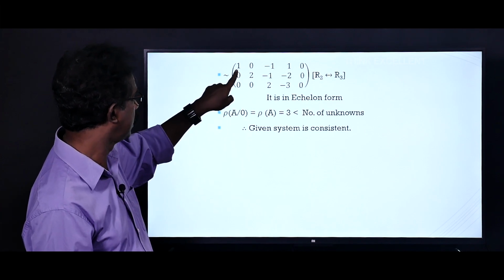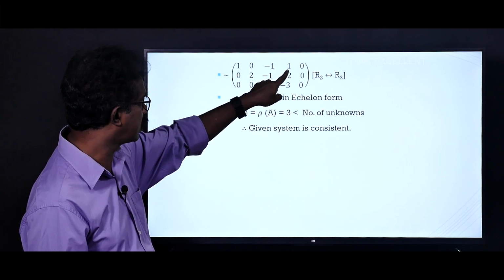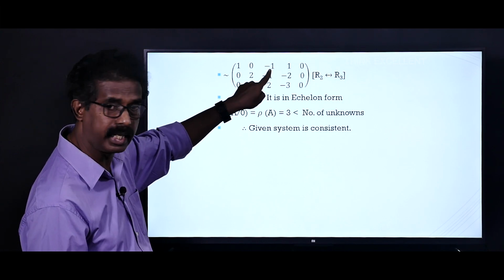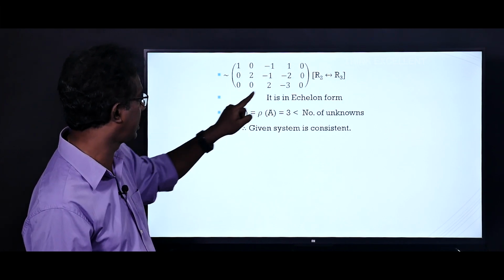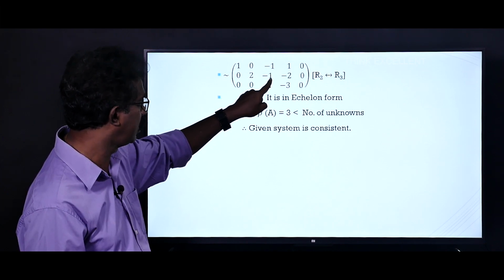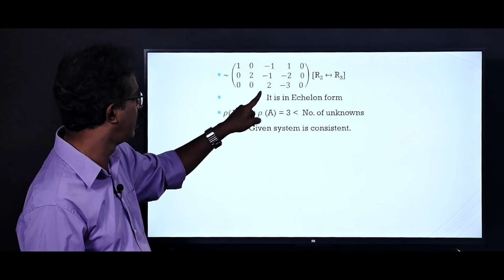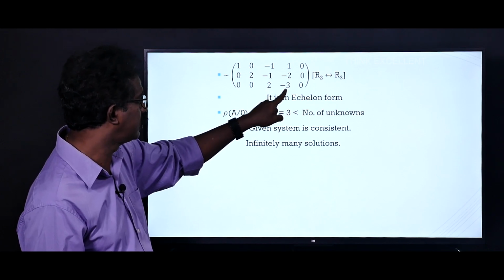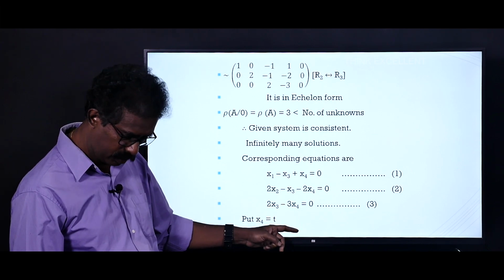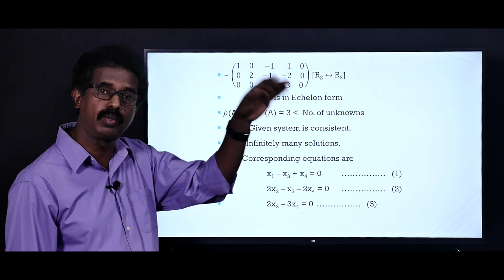What's the first one? x1, x2 is not there, minus x3 plus x4 equal to 0. So x1 minus x3 plus x4 equals 0. Second one: 0x1, leave it. 2x2 minus 1x3 minus 2x4 equals 0. And the last one: x1, x2 is not there. 2x3 minus 3x4 equal to 0. There are 3 equations, but how many unknowns? 4 unknowns. So for the fourth one you put t.